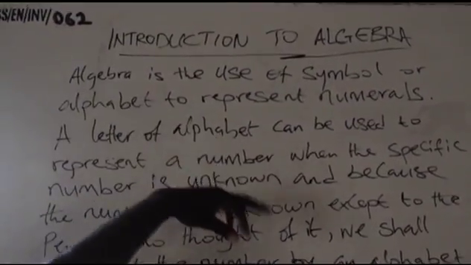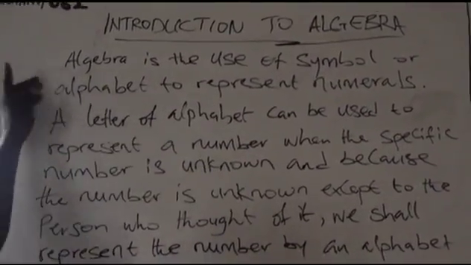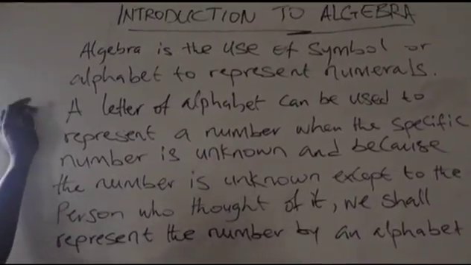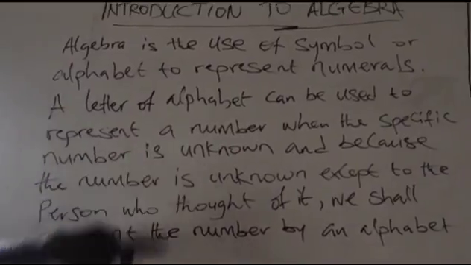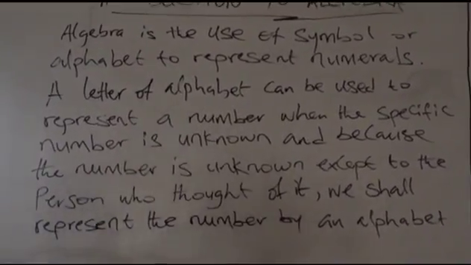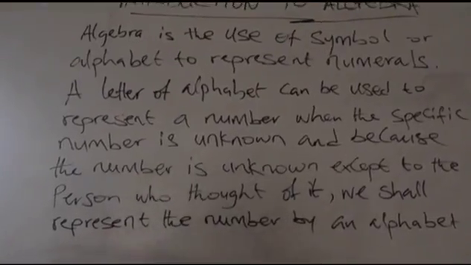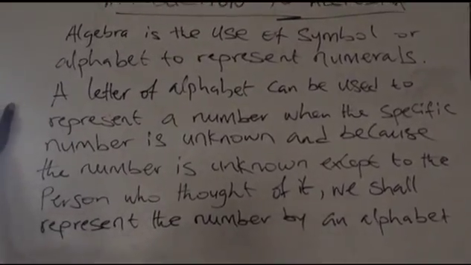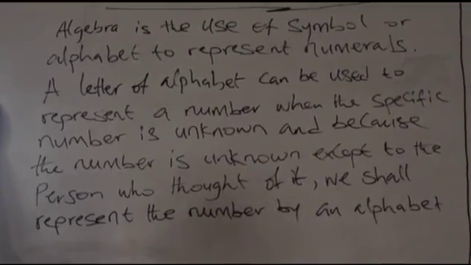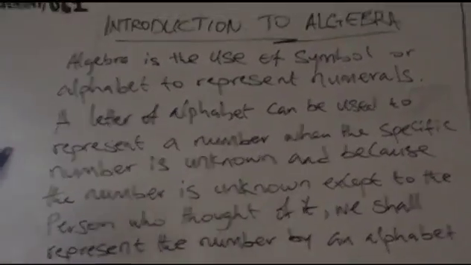So we are looking at the introduction to algebra. Algebra is the use of symbol or alphabet to represent numerals. A letter of the alphabet can be used to represent a number, a collection of numbers, when the specific number is unknown. And because the number is unknown except to the person who thought of it, we shall represent the number by an alphabet. Example.